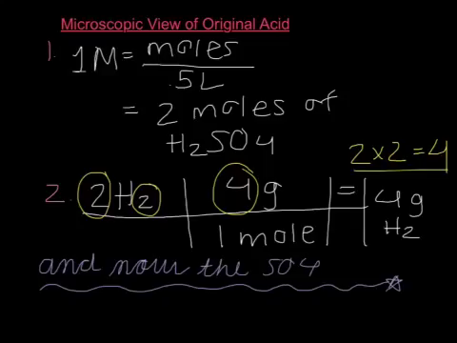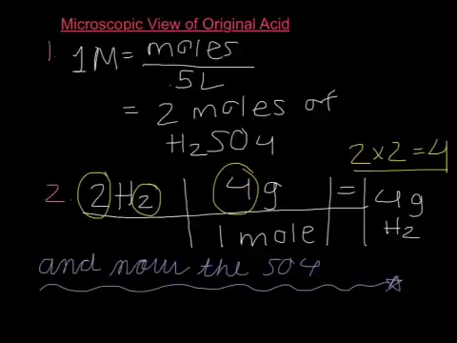Then you proceed to doing the same calculations for the microscopic view of the original acid. So you start by figuring out the number of moles you have of H2SO4. Since you have one molar molarity, 0.5 liters or 500 milliliters, you solve for the number of moles and find that there are 2 moles of H2SO4 present.